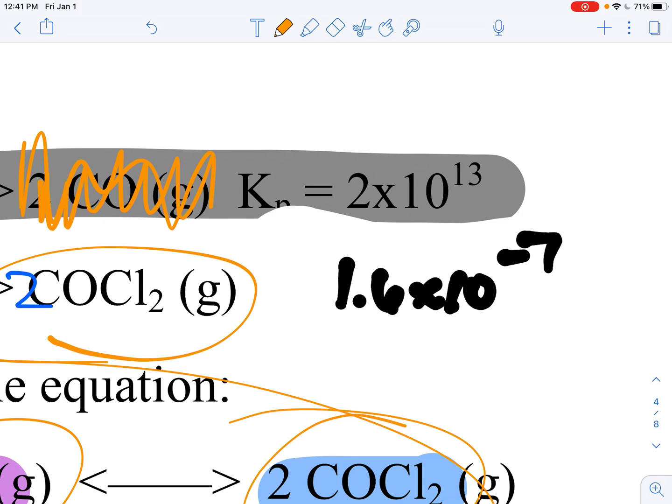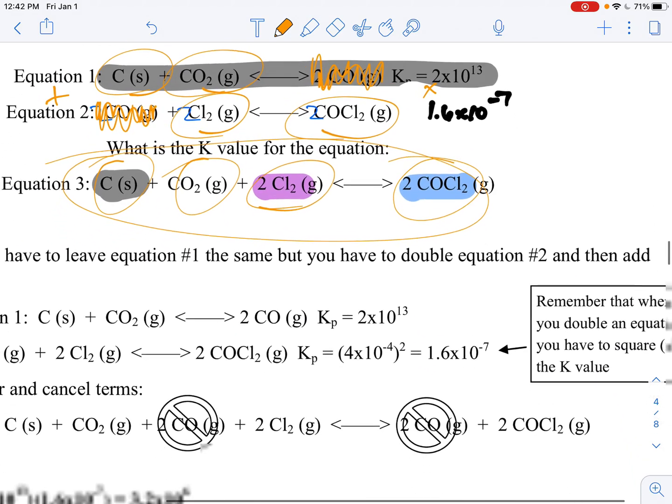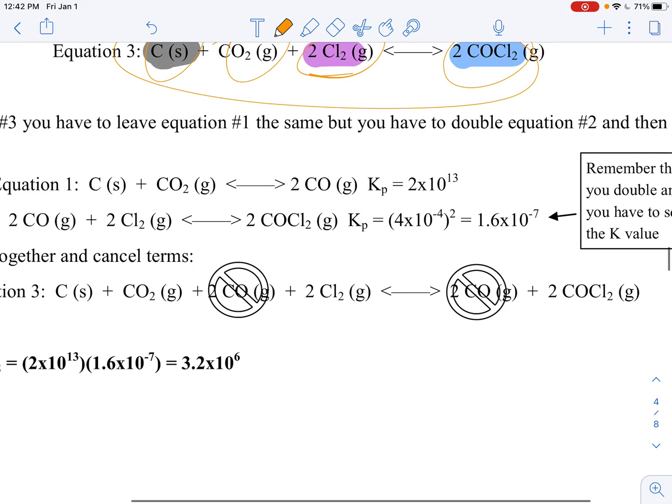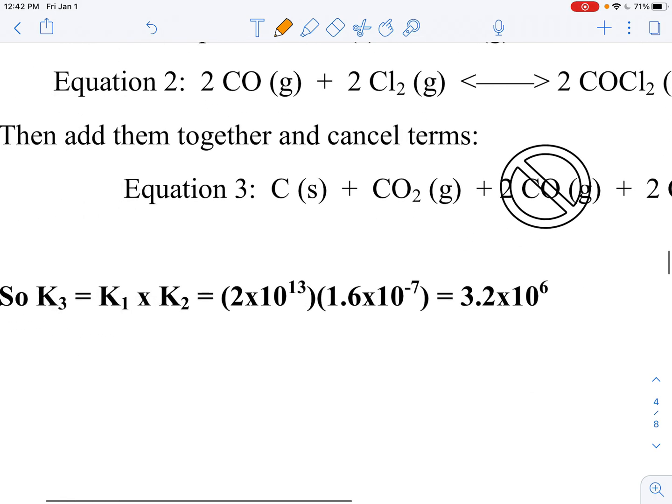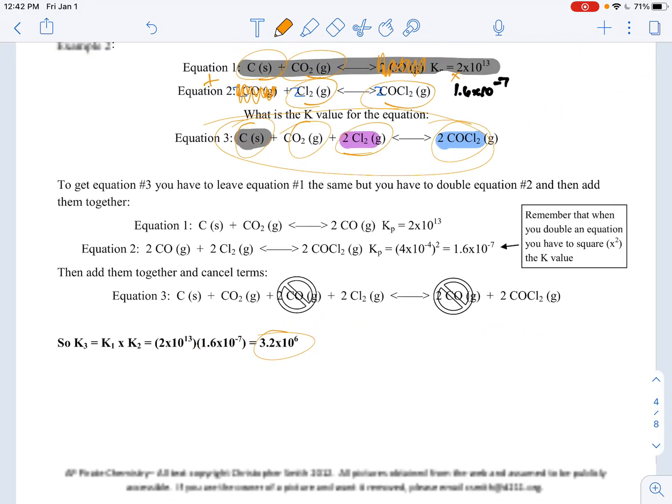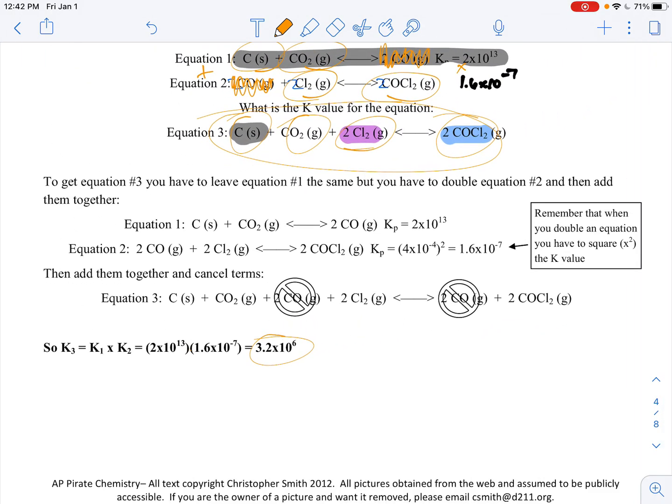So in doing so, when you add equations together, you do not add their k-values, you multiply their k-values. So it's going to be 2 times 10 to the 13th multiplied by 1.6 times 10 to the negative 7th. So when you add them together, you actually multiply their k-values, and you end up with an overall value of 3.2 times 10 to the 6th that's there.